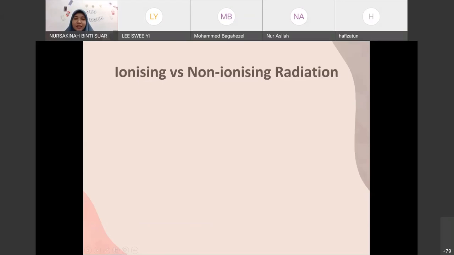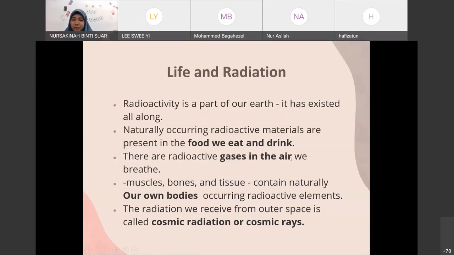And then we talked about the sources of radiation in our daily life. In our food, we have naturally occurring radioactives. We also have radioactive gas in the air, which is the radon that we breathe in every day. We can't avoid that. Our own body also contains radioactives whenever you eat something. And there is cosmic radiation, our sunlight itself, which also contains radioactives.